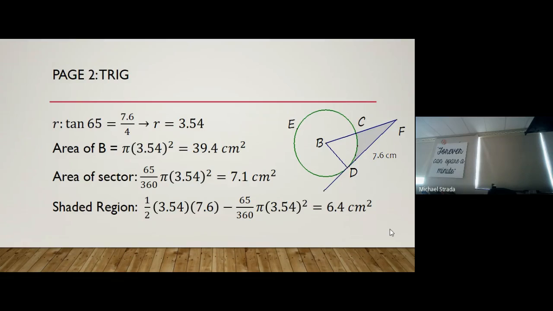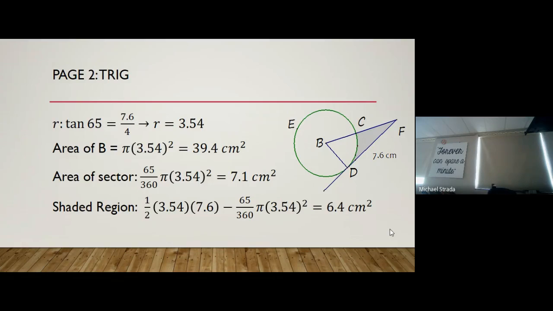The sector, they tell you that that's 65 degrees. So 65 over 360 times the area you got up there. And then the shaded region out here is the triangle taking away the sector. So you do 1/2 times 3.54 times 7.6 minus the sector, and it gives you 6.4.